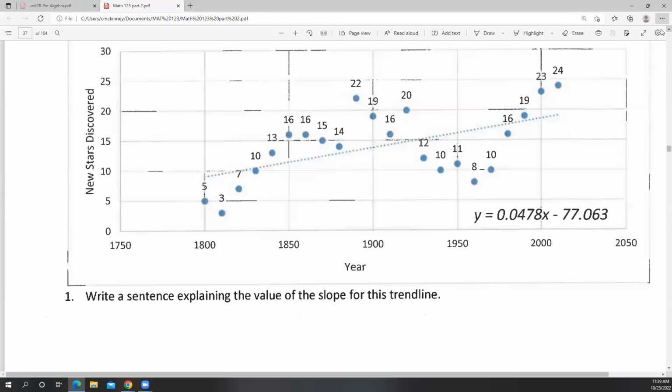But it is new stars discovered for that many years. I mean, you could say 0.0478 stars per year. That would be for 1 year. That would be the same thing. So some of these are going to sound kind of clunky if we use just the thing, but that's what we're given, because it's so precise.